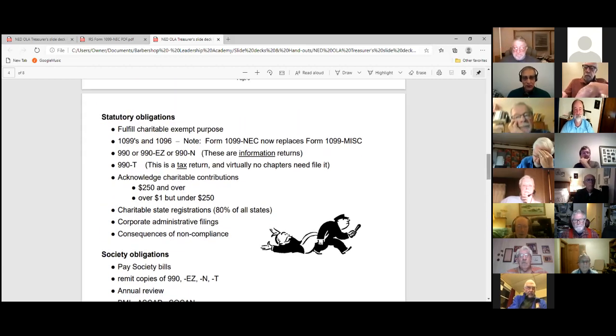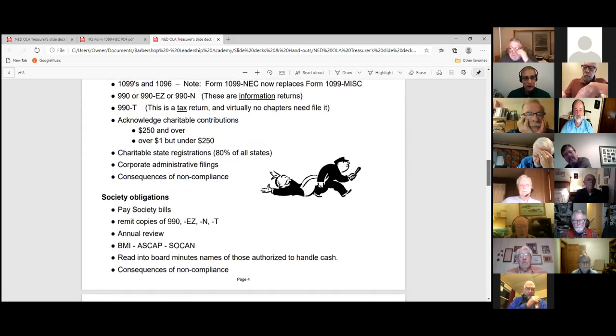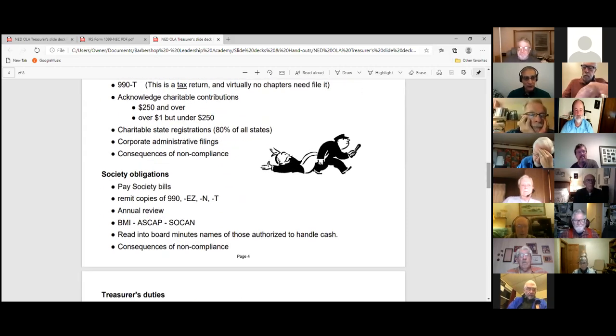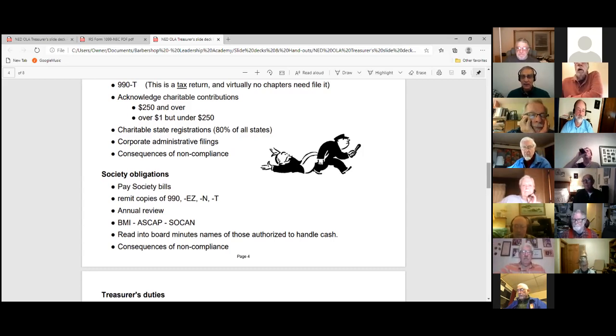So as if the statutory obligations aren't enough, we have other bosses called the Barbershop Harmony Society. We have obligations to make them happy. Pay society bills. When I started as a treasurer, about 20 years ago now, everything was done on credit. You order stuff from the society, they send you a bill, hopefully you pay the bill. They figured out they were losing money that way, that sometimes they just couldn't get their bills paid.